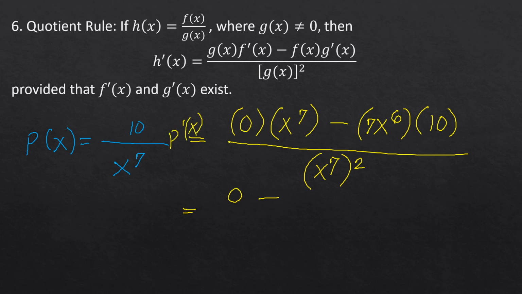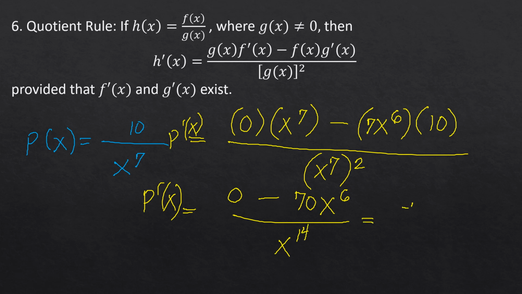So 0 multiplied to x raised to 7 is 0. Okay, that must be p prime of x. And 10 times 7x raised to 6 is negative 70x raised to 6 divided by x raised to 14. So we now have negative 70x raised to 6 over x raised to 14. And x raised to 6 and x raised to 14 are both divisible by x raised to 6. Therefore, our final answer will be negative 70 over x raised to 8.